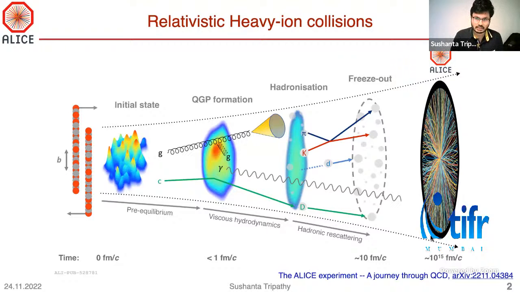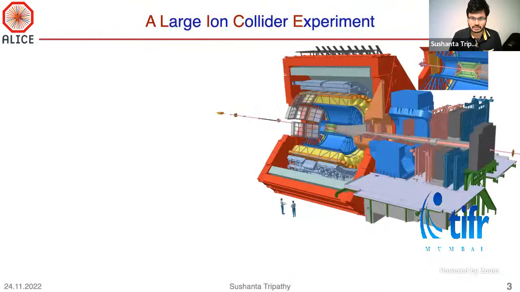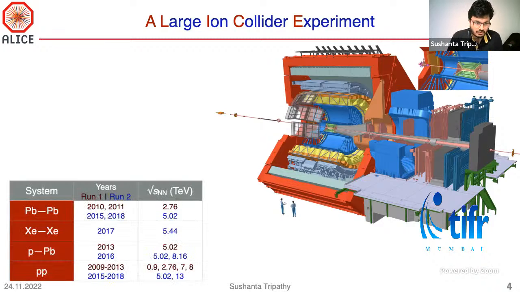Briefly, let us go through the ALICE detector itself. You can see this is the picture of the ALICE detector, and you can assess the size of the detector based on the person standing here. ALICE has been taking data since the beginning of the LHC, in Run 1 and Run 2, and currently Run 3 is ongoing. ALICE has taken data for lead-lead, xenon-xenon, p-lead, and pp collisions.